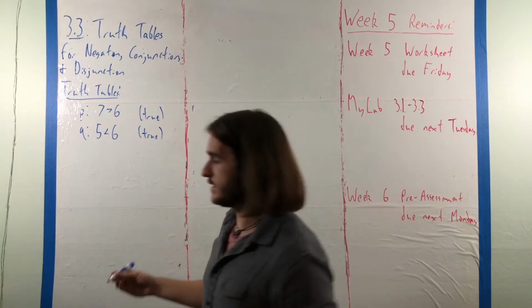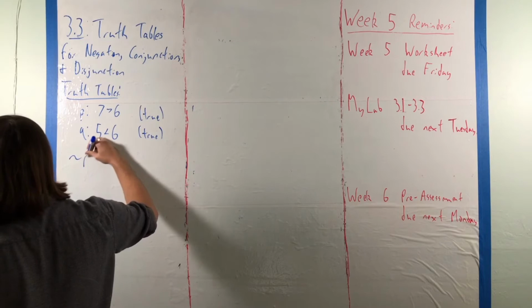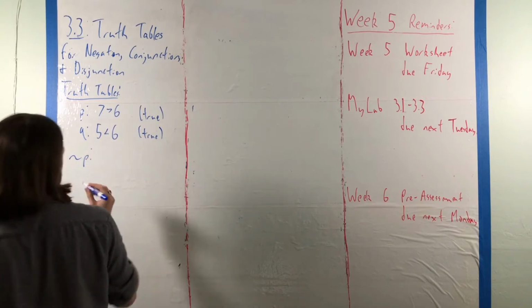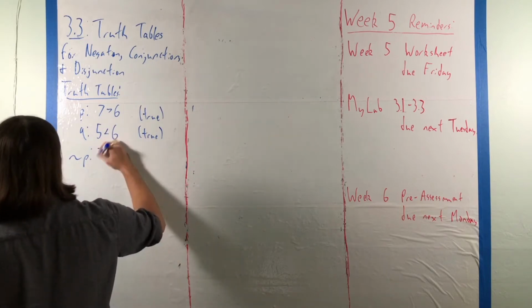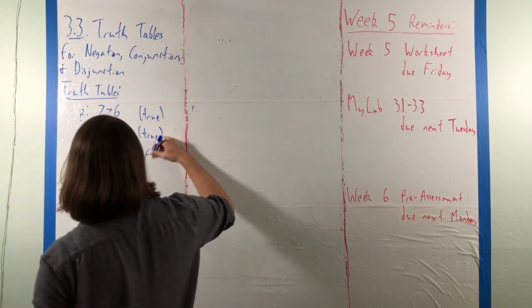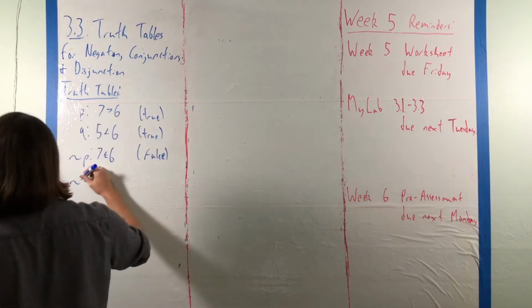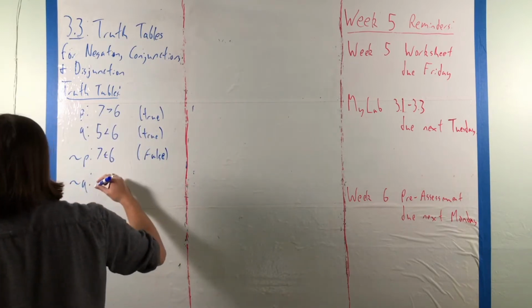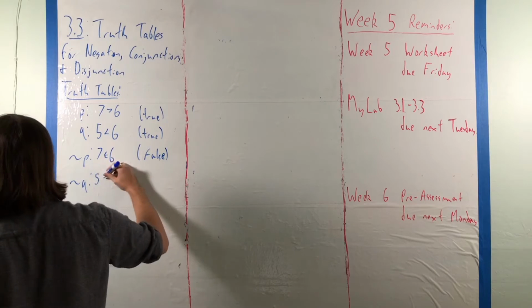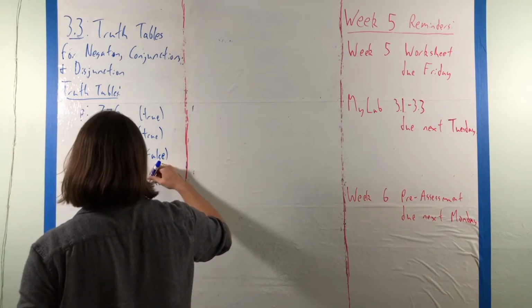Meanwhile, if we were to look at their negations, if we were to take the opposite of 7 is greater than 6, it is 7 is less than or equal to 6. Hopefully we can tell that is false. And similarly, if we negated Q, we would get 5 is greater than or equal to 6, which is also false.